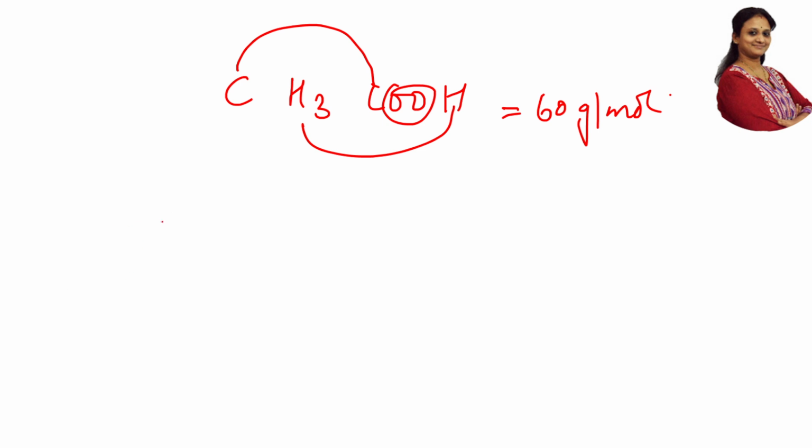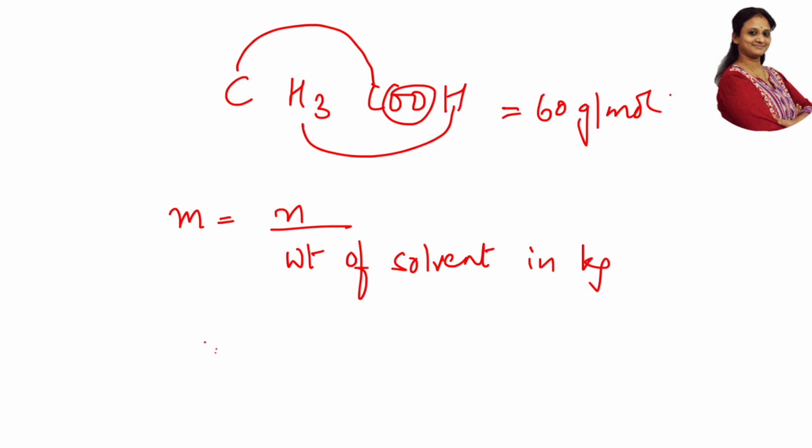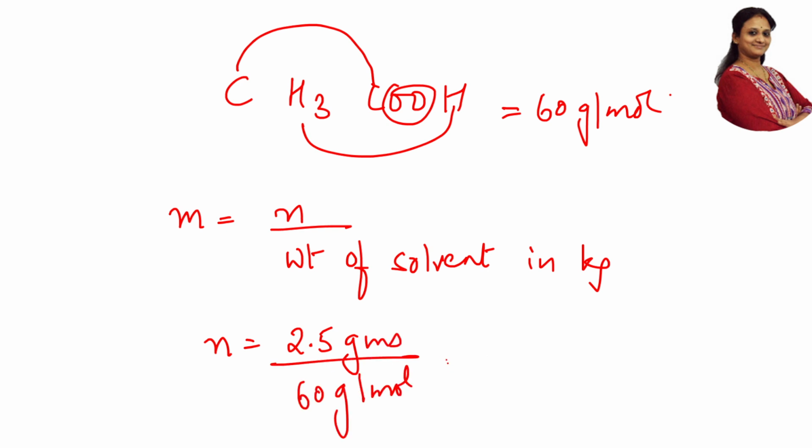I can directly calculate now. First, for the formula, I need to calculate N by weight of solvent. First I'll calculate the number of moles. That is important. Number of moles N is equal to weight, 2.5 grams, divided by molecular weight, 60 gram per mole. When I divide this, I get an answer around 0.4166, that is 0.417 mole. This is over. Now take this mole and substitute in this formula.